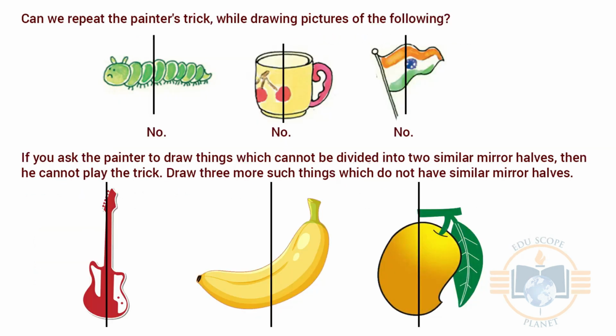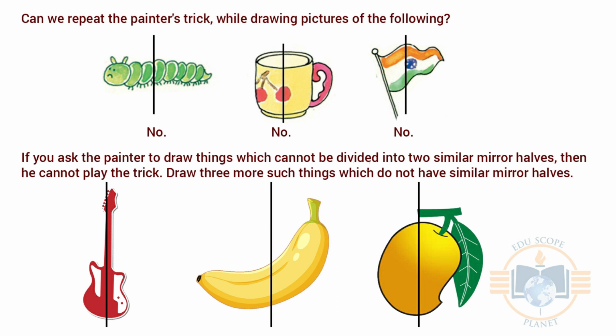Can we repeat the painter's trick while drawing pictures of the following? First one is a caterpillar. No, we can't do that. Second one is a cow. No, here also we cannot do that. And the third one is the national flag. No, here also we cannot do that. If you ask the painter to draw things which cannot be divided into two similar mirror halves, then he cannot play the trick. Draw 3 more such things which do not have similar mirror halves.